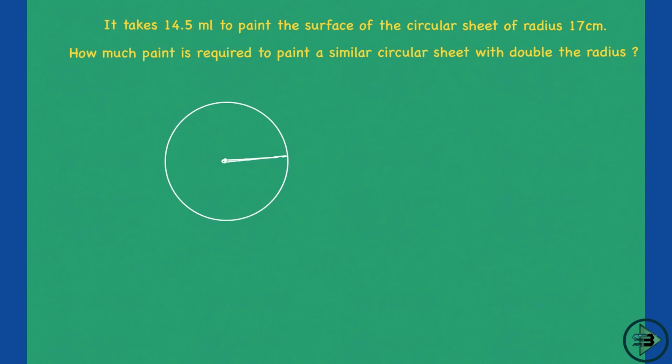We know that now. The radius is 17. And how much paint is taken to paint this? 14.5 ml. So I painted it with yellow, and 14.5 ml of paint is required. Now the question here is, how much paint is required to paint a similar circular sheet with double the radius? What do you mean by double the radius? Now I have a circular sheet whose radius is equal to 34.